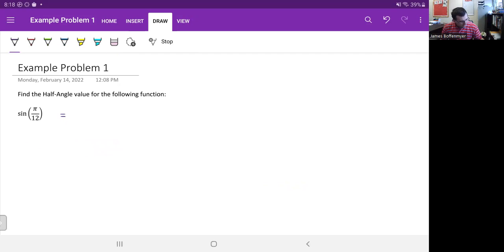Okay. What I mean by that, we can rewrite sine of pi over 12 over 2. Okay, that's by using the half angle identity.